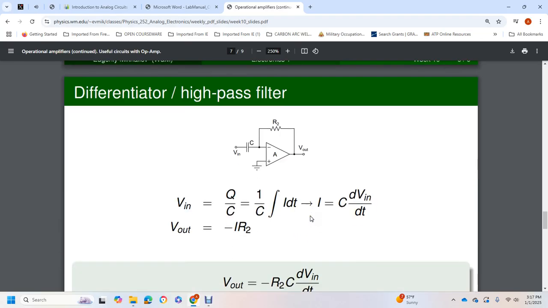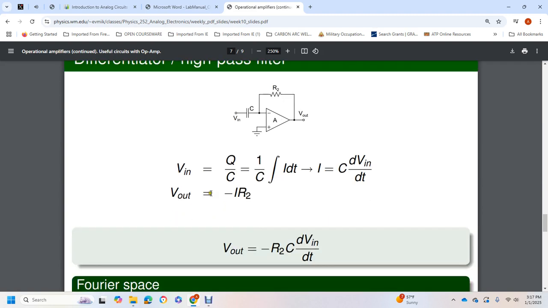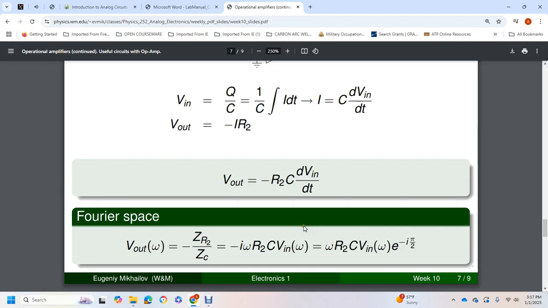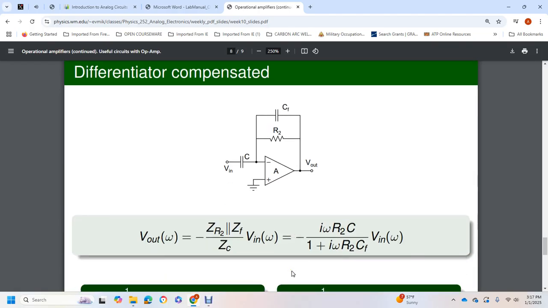And I believe the smaller input is the op amp. The voltage input as a function of frequency of the capacitor equals 1 over the capacitance, the integral of the current over time, with the result that the capacitance times the derivative of voltage in with respect to time. Voltage out equals negative resistor 2 times the capacitance times the derivative of voltage in with respect to time.